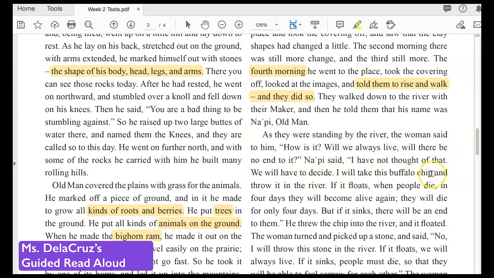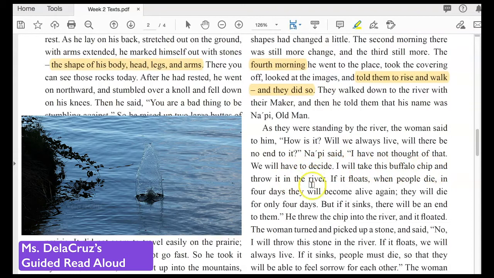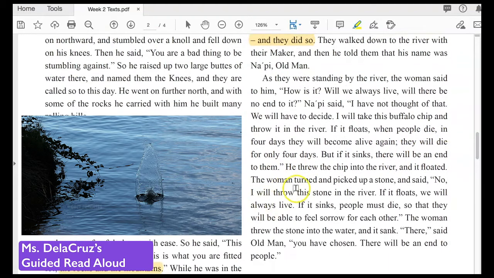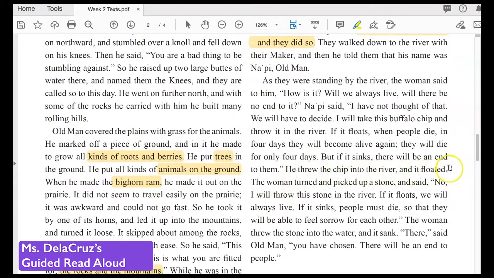I will take this buffalo chip and throw it in the river. If it floats, when people die, in 4 days they will become alive again. They will die for only 4 days. But if it sinks, there will be an end to them." He threw the chip into the river, and it floated.